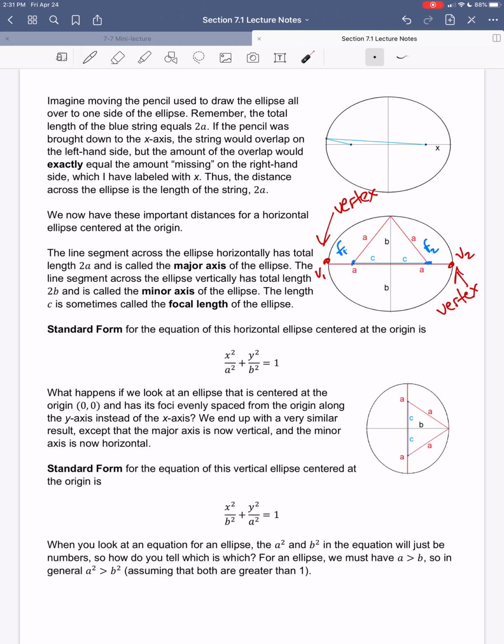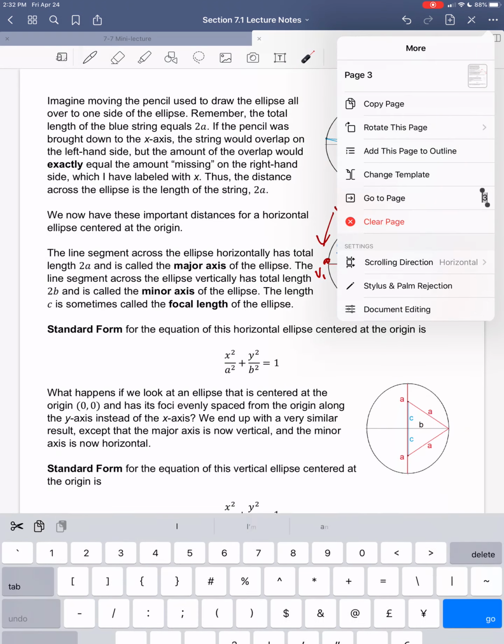Now, when we look at an example of this, the a squared and the b squared are just numbers. So how do I know which one is a squared and which one is b squared? Well, for an ellipse, we have to have a greater than b. The major axis has to be longer than the minor axis. So, in general, a squared is going to be bigger than b squared. That's assuming that both are greater than 1, but that's not going to be an issue for us.